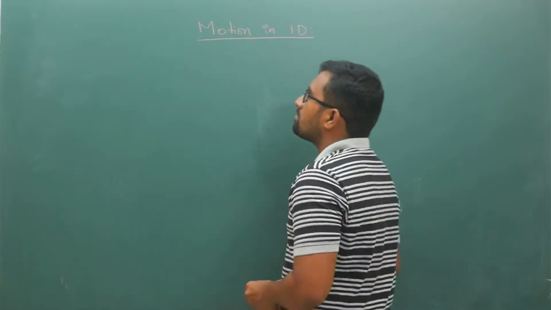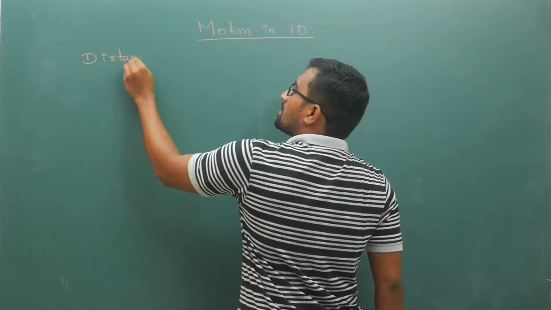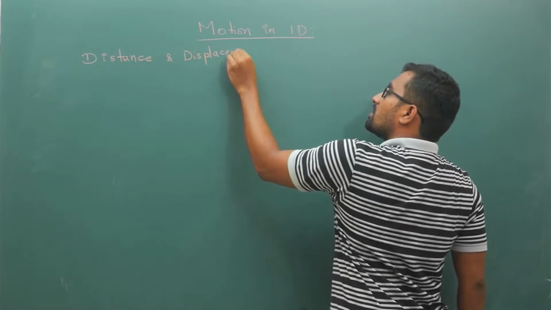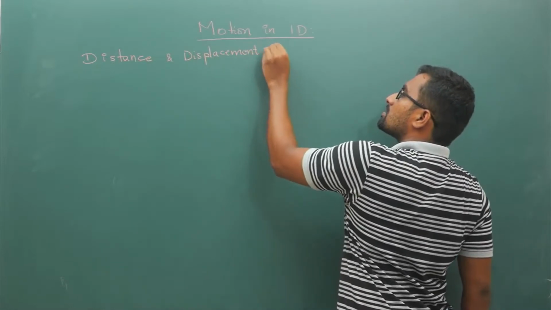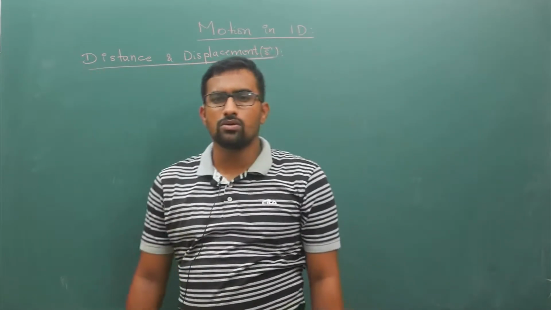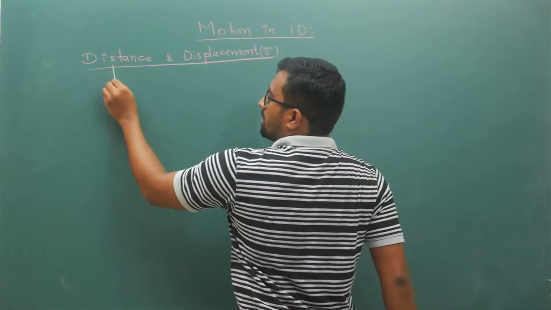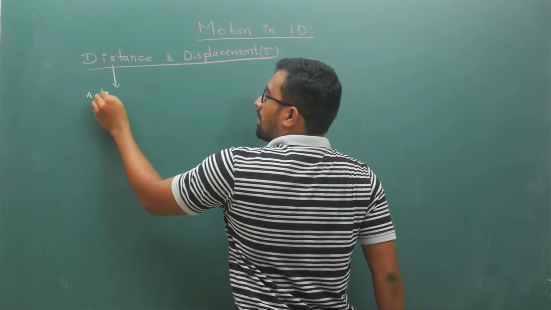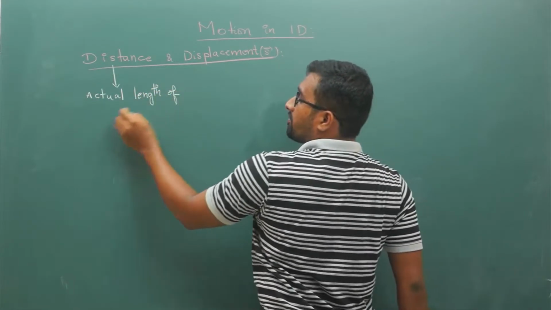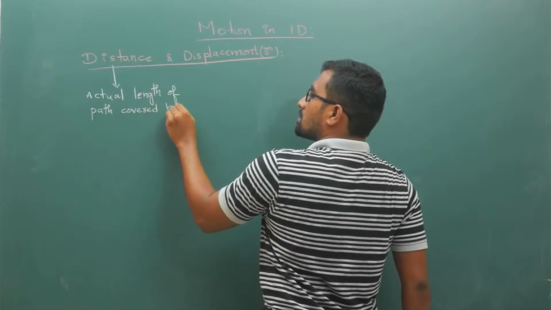Now the first part that I want to explain is what is the difference between distance and displacement. Distance and displacement, what is the difference and what is the meaning of each is what we are going to see in today's class. Okay, now first we will do only basic things. So first of all, what does distance mean? Your distance is actual length of path covered by body. Actual length of path covered by body is your distance.